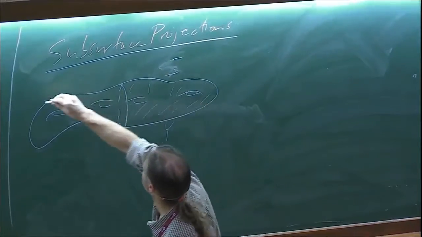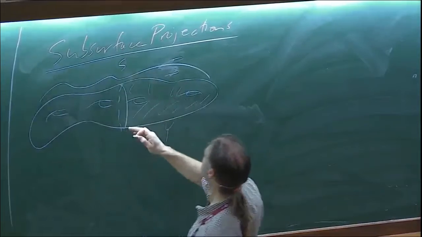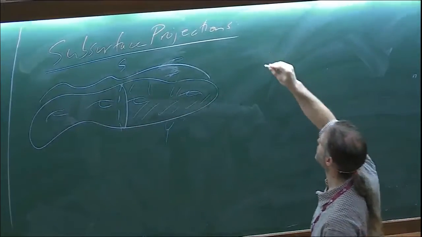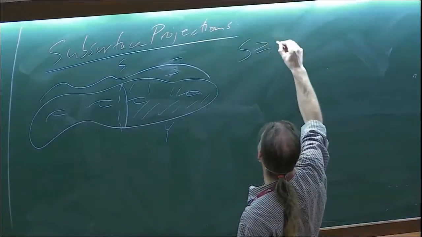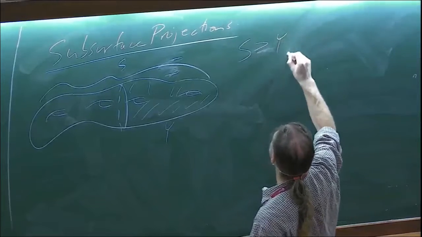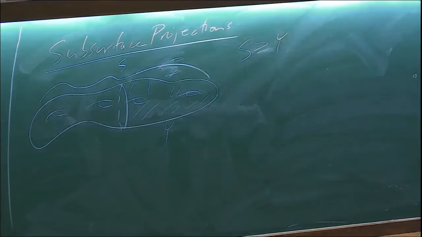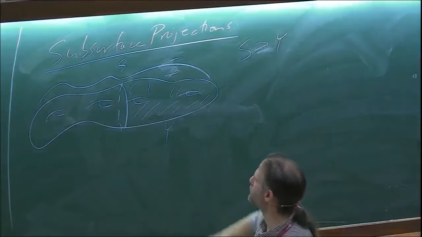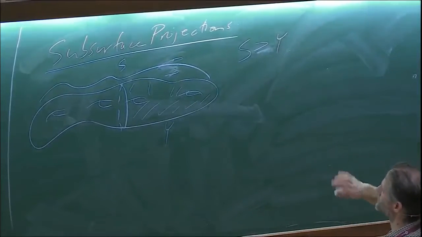So S is the whole thing. And Y is some subsurface sitting inside it. Y is an essential subsurface. When I say subsurface, I'm always going to mean it's essential. So it's a pi1 injective subsurface sitting inside S.